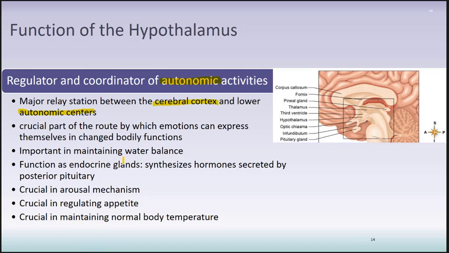And I won't read all of these out, but just to point out a few important roles of the hypothalamus, it's important in maintaining water balance based on the hormones that it produces. It produces more than just a few hormones that contribute to the function of other hormones in our body as well. And we'll go into detail in the endocrine system, but it's crucial in arousal. It helps regulate your appetite, and it helps maintain normal body temperature. Sometimes the hypothalamus is considered really the thermostat of our body.